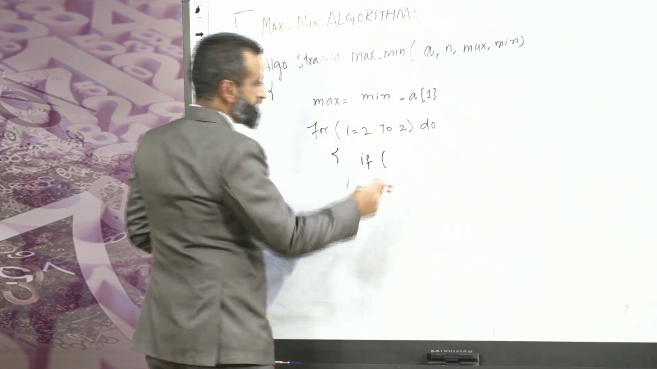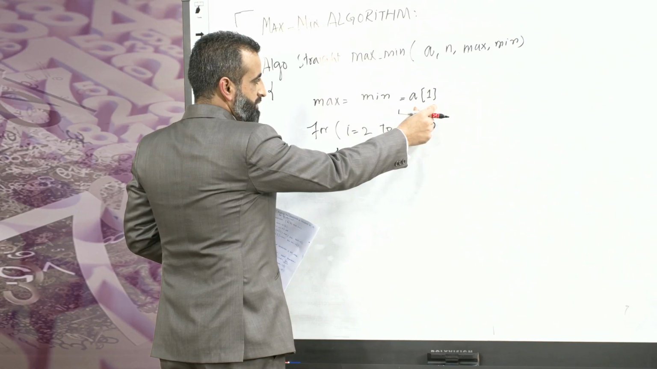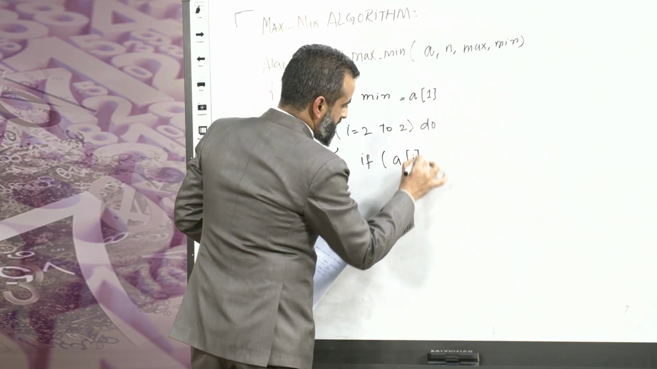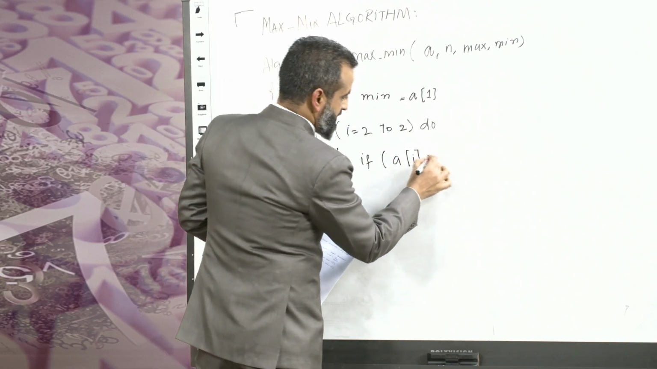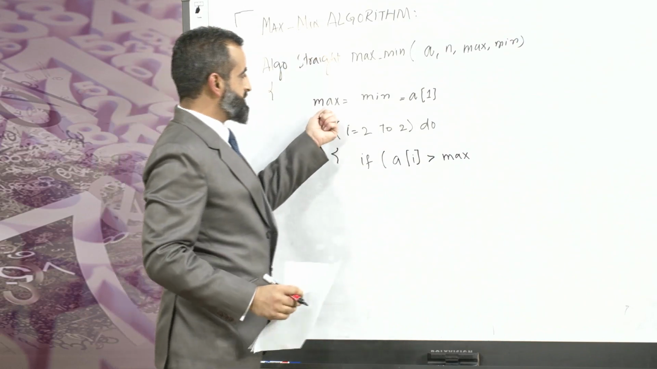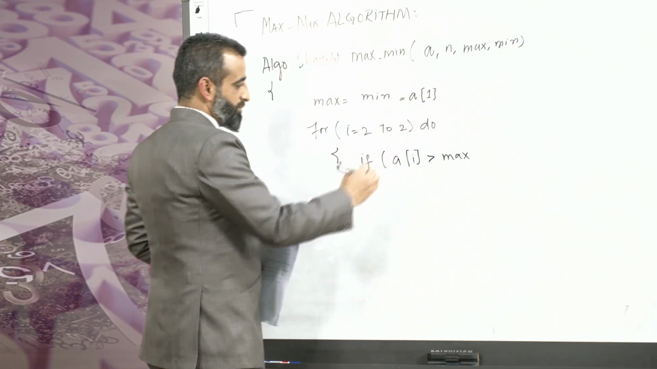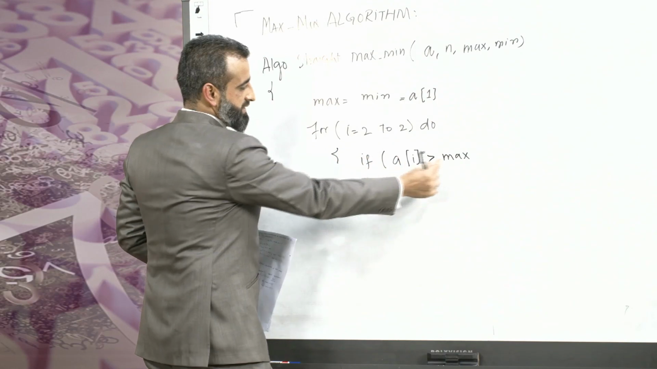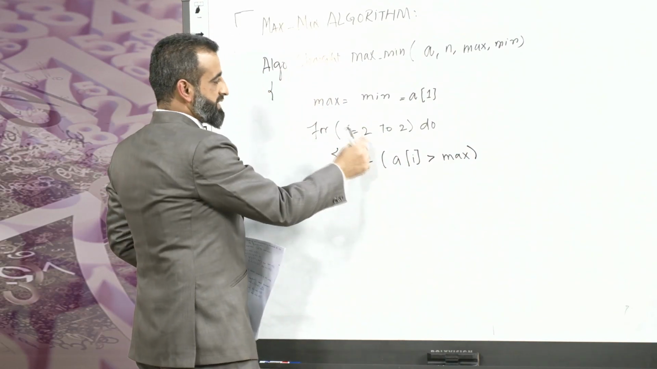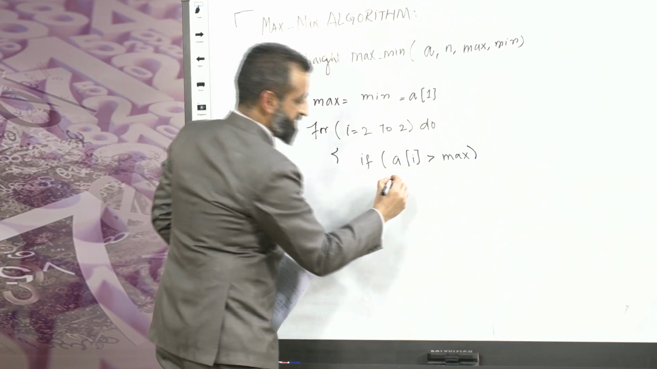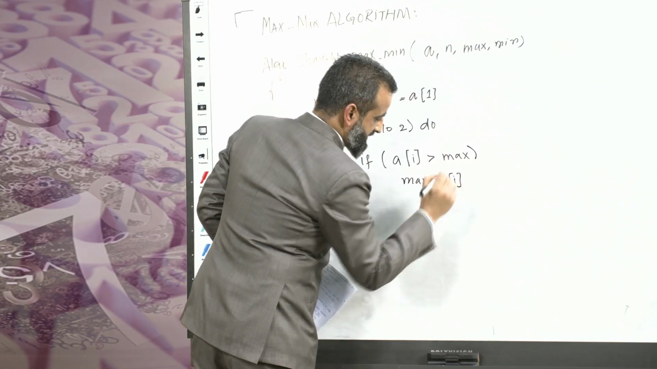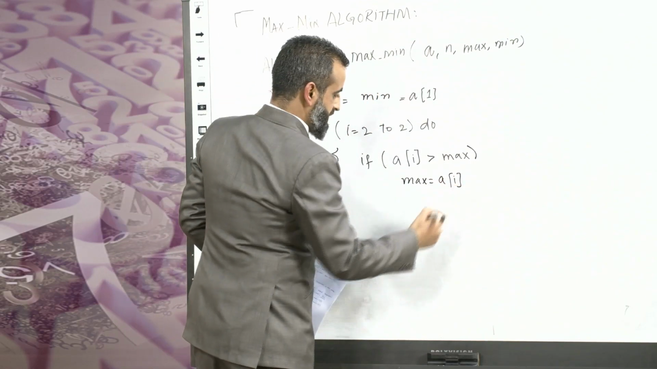Let's look at every single number and compare it with this number. Now if a of I is greater than max, remember that in the first iteration max is holding the value of the first element, and I am now checking the second element. If that element is greater than the max value, that is, if a of 2 is greater than the existing value, then we will store a of I in max, and we'll stop here.